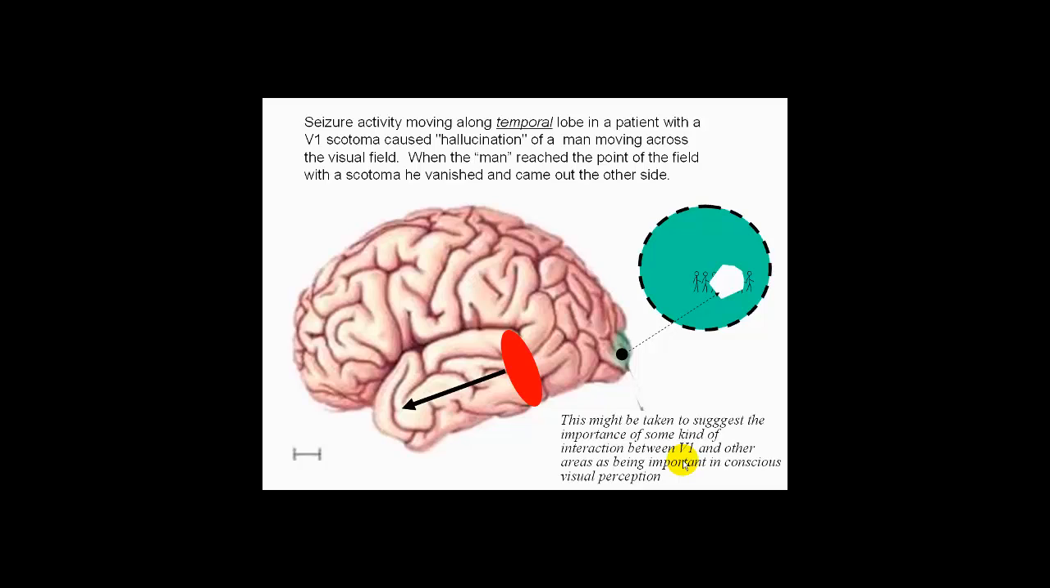And then when they came out the other side. So what this suggests is that in order to have a conscious visual experience, there may have to be some sort of interaction between V1 and, in this case, the temporal lobe, but V1 and some other part of the brain. I wouldn't say this experiment proves that, but it puts that kind of idea, at least into my head and into the head of the people that made these observations.